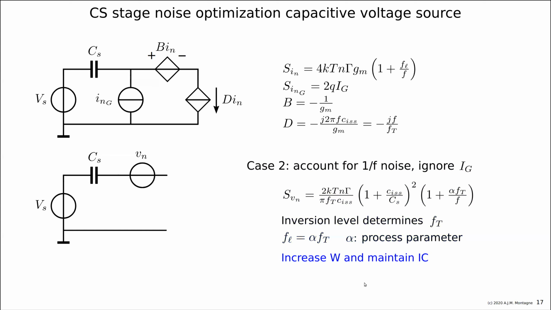So we do exactly the same as we did in the previous one. We increase the width, maintain IC, and then we find, of course, the same optimum, but probably at a lower current. Because if the 1 over F noise becomes very important for you, you have to go to, let's say, weak inversion. And at weak inversion, the FT is less, and CISS is still the same, which means that the spectrum of your noise is higher because FT is in the denominator. So there's also a possible showstopper value. I didn't put it here in the sheet, but this is how it works.